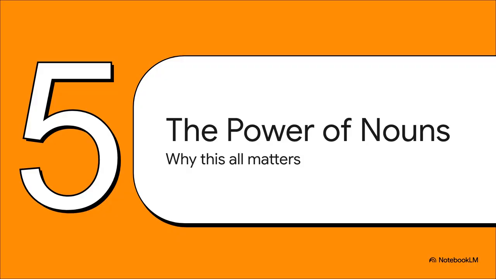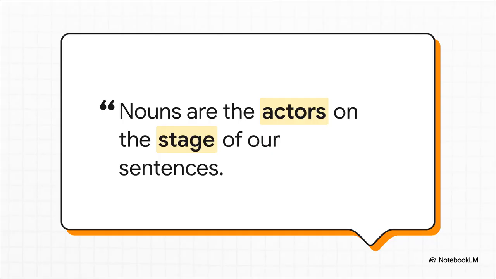So, we've talked about different kinds of nouns, we've gone over the practical rules, now it's time to zoom out and tie it all together. Let's look at the big picture. Why does mastering all this stuff give our words so much power? I absolutely love this analogy. Think about it for a second. In any sentence, the nouns are the characters. They're the ones doing the action, feeling the emotions, existing in the world you're describing. And if you don't have strong, clear actors, the whole scene just falls flat.